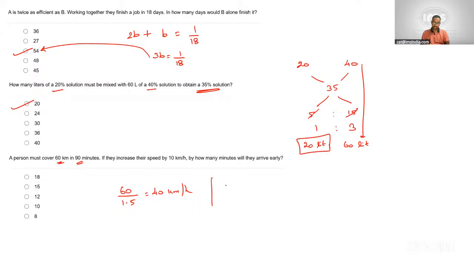Now if you increase the speed for the same 60 km to 50 km per hour, you will end up taking 6 by 5 hours, or effectively 72 minutes. Earlier you took 90 minutes, now you take 72 minutes, which means you save 18 minutes. That would be the answer. And moving on to the next page.